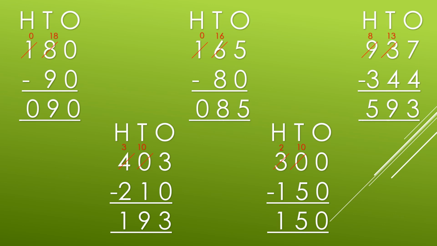Next example is subtract 150 from 300. So in ones, 0 minus 0 is equal to 0. In tens, 0 minus 5. Children, we cannot subtract 5 from 0, so we will borrow from 100. 3 becomes 2 and 0 becomes 10. So in tens, 10 minus 5 is equal to 5, and in hundreds, 3 minus 1 is equal to, not 3, 2 minus 1 is equal to 1. So answer is 150.